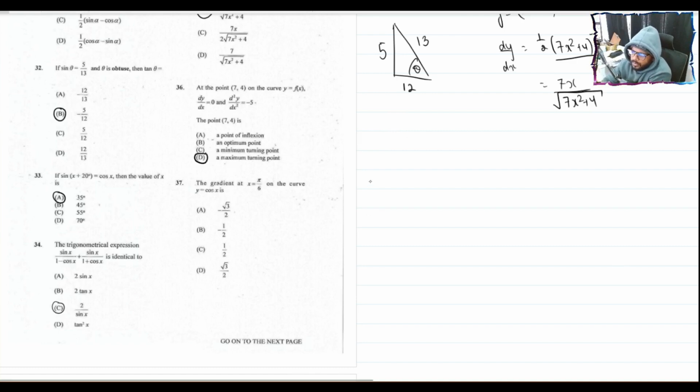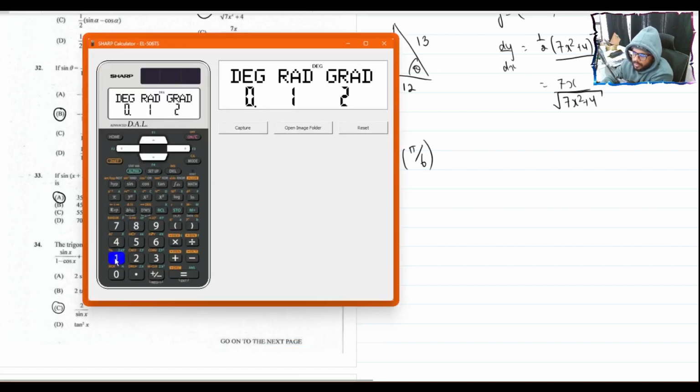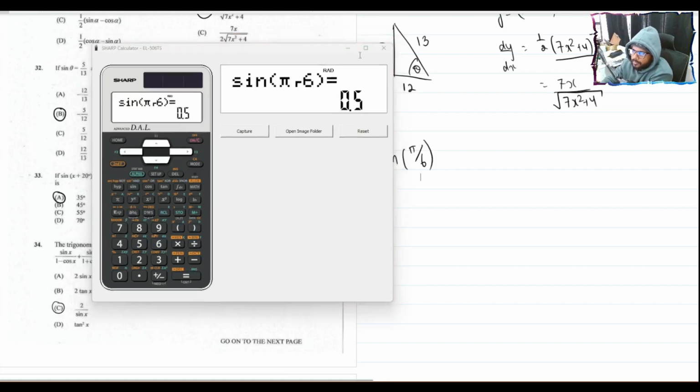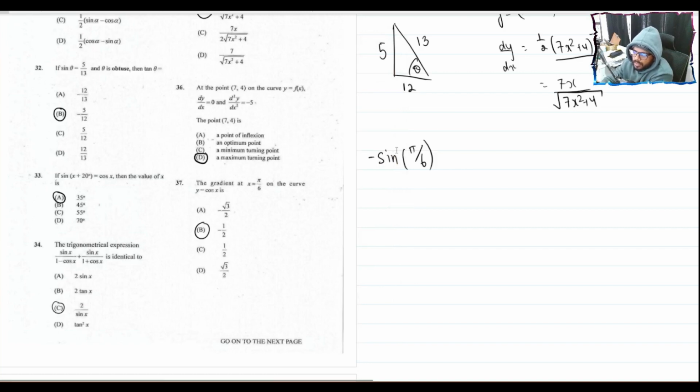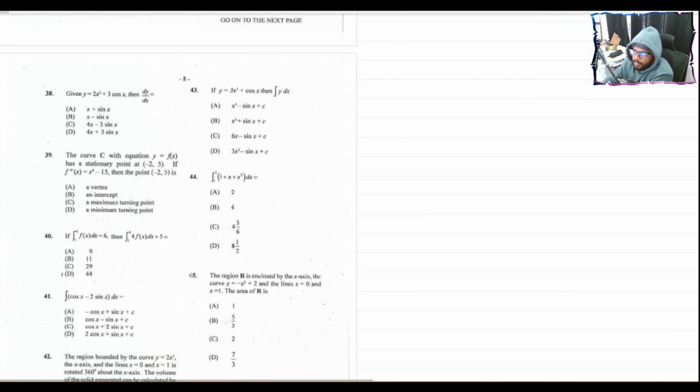The gradient on the curve y is, we'll get dy dx. When I differentiate cos x, I get negative sine x. And then I'll plug in x to be pi over 6 to get the gradient. So minus sine of pi on 6, change the calculator to radians. So sine of pi on 6 is a half. So minus sine pi on 6 is going to be minus a half. Number 38. Given that y is equal to 2x squared plus 3 cos x, dy dx is 4x. When I differentiate cos, I get minus sine. 4x minus 3 sine x. The answer for 38 is C.